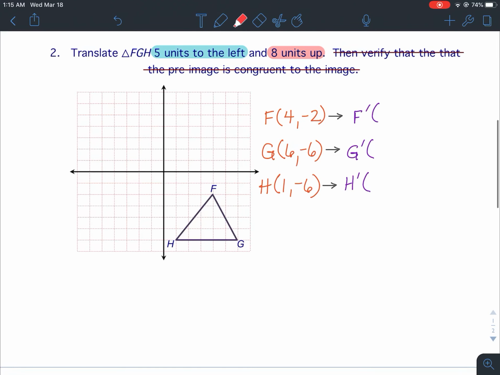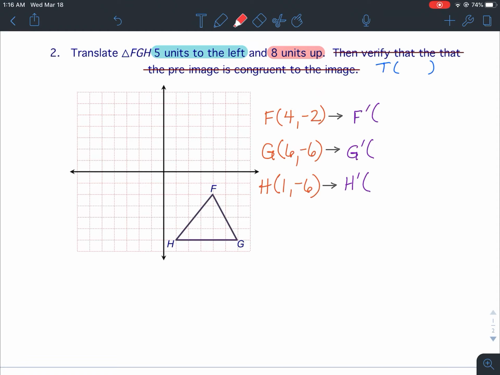Example 2 says translate triangle FGH 5 units to the left and 8 units up. I already wrote down the original points for F, G, and H. You're going to need to find F prime, G prime, and H prime. I'm not going to help you with the translation this time. You're going to have to come up with it on your own, so make sure you put that right here where I just highlighted. Make sure you put the translation there, and then make sure you write it here and here above each of the x coordinates and the y coordinates so you know what you're doing.